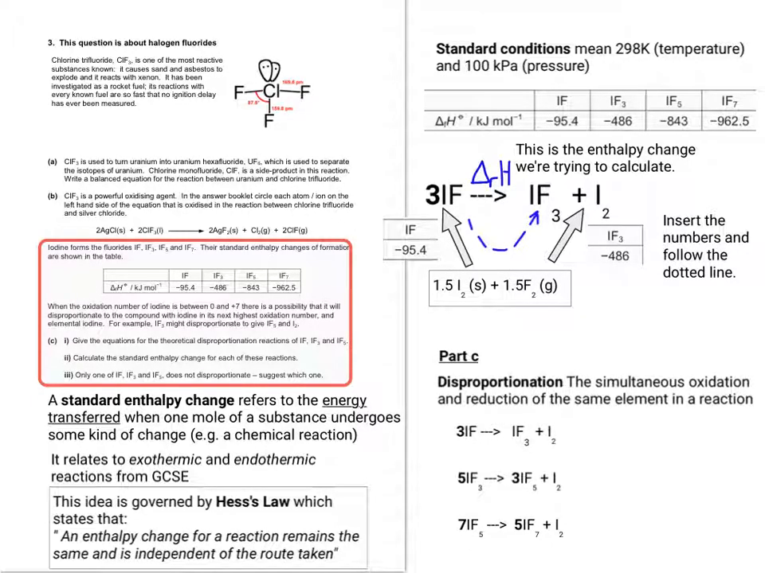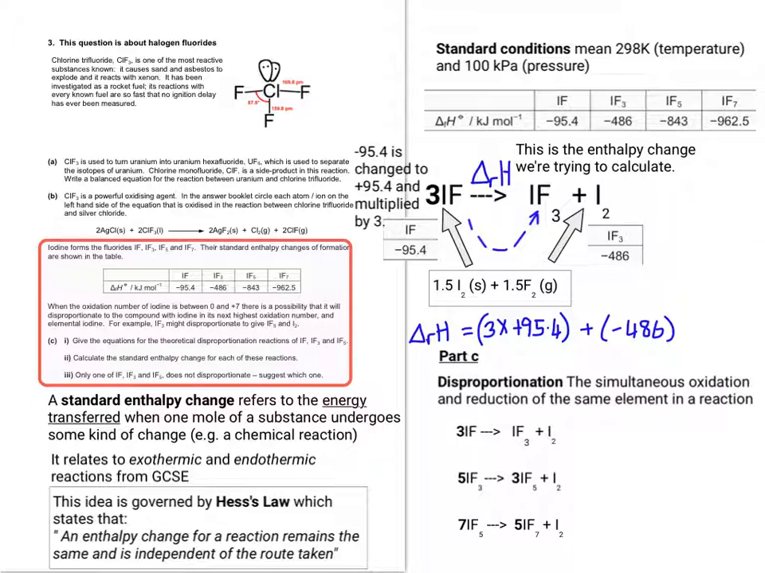So what you have to do is insert the numbers and follow the dotted line. So you'll notice minus 95.4 is changed to plus 95.4 because the dotted line is going against the direction of the enthalpy arrow, the grey arrow. There's 3 IFs, so you multiply it by 3. So that gives us minus 199.8 kilojoules per mole to the minus 1.